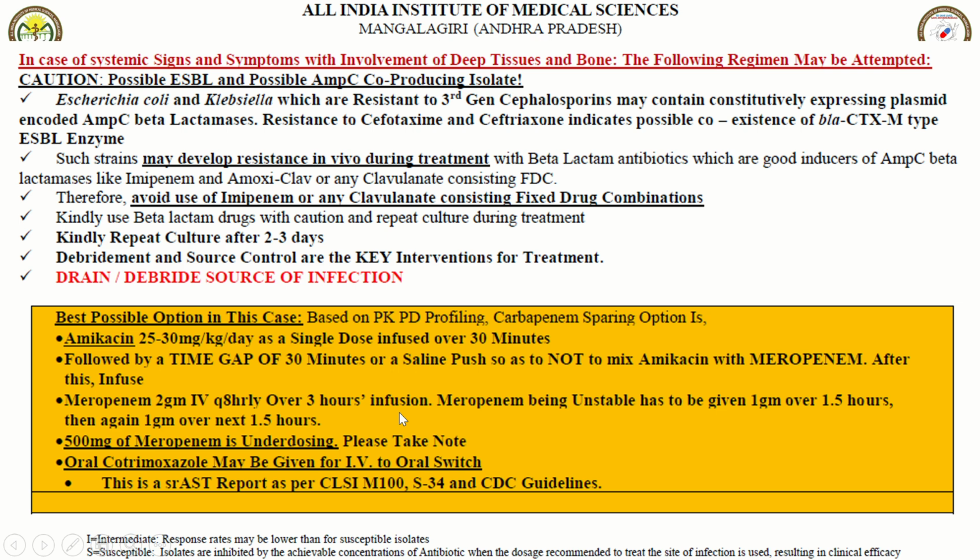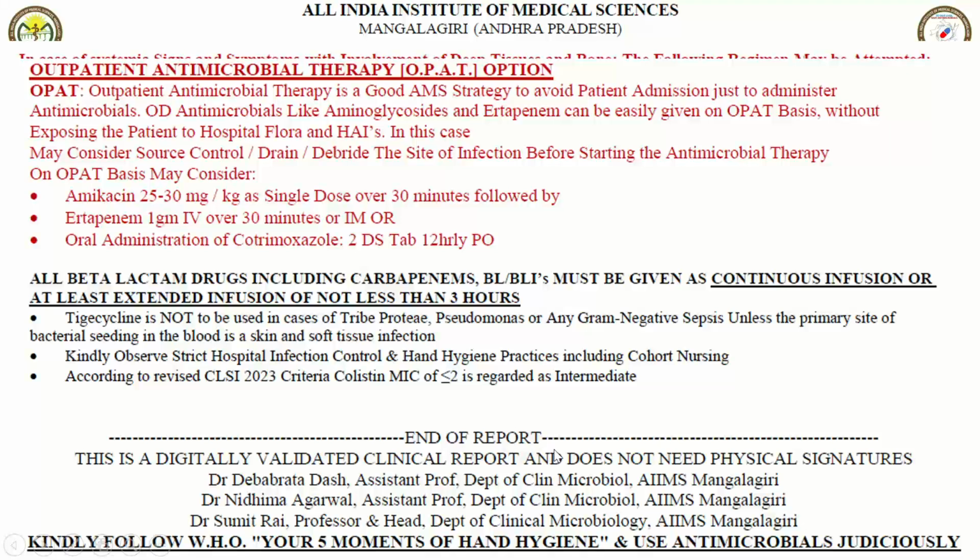And because meropenem is not a very stable antibiotic, and it is available as 1 gram dosing, we give it as 1 gram over 1.5 hours, followed by another 1 gram for the next 1.5 hours. And in our reports also we are writing down that 500 milligram of meropenem is an underdosing. Please take note of this thing.